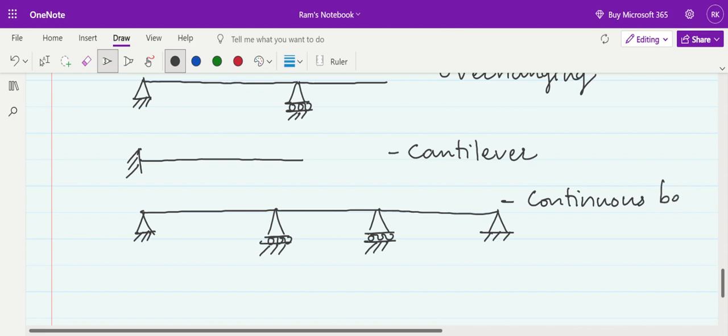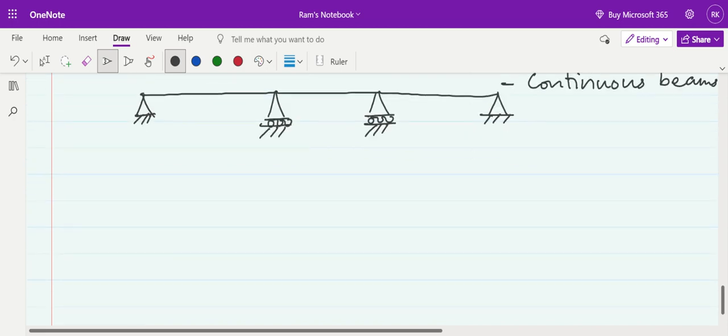We'll come across these types of beams in our structural analysis. This is a continuous beam: when many of the ends are hinges and many of the ends are rollers, or alternatively, that is known as a continuous beam.